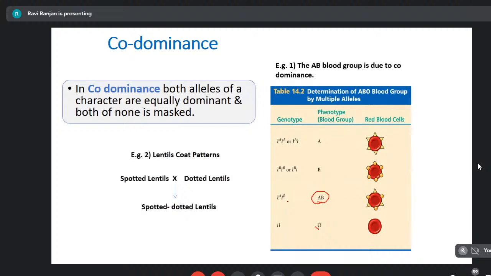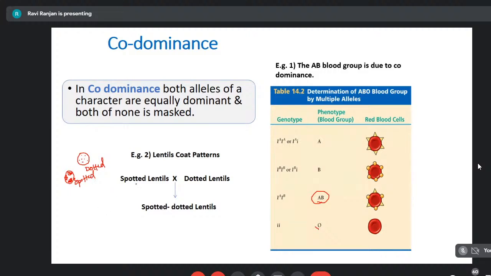Another example of codominance is the lentil coat pattern. Lentils are seeds, and on the surface of the seeds, these are white color seeds which have black spots in them. Either you find dotted lentils, or you find spotted lentils which have different shaped spots in them, right? Then there are marble lentils. There are many types of lentils, but these lentils are actually seeds which are white in color and have black spots in them.